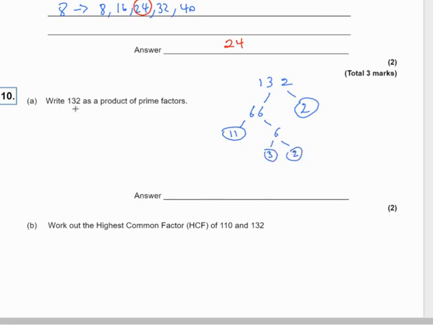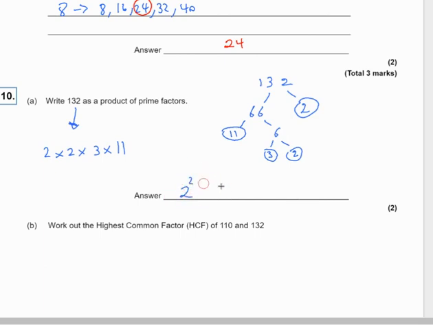So 132 as a product is all these numbers circled and multiplied together: 2 times 2 times 3 times 11. Now, this is enough to get you the 2 marks because the question did not specify index form, but I'm going to be nice and posh and write it in index form.